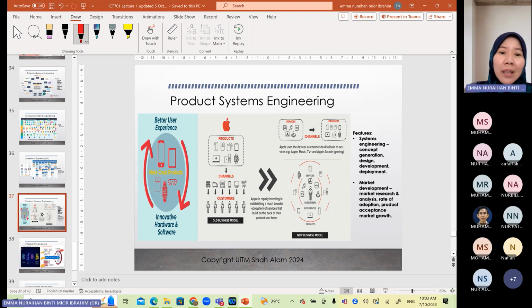Okay, so product system engineering, not just technical, tapi user experience. User experience ni jatuh kepada technical ke tak? Dia jatuh kepada human behavior, soft system approach. Okay? Susah nak make sure you stay, you level up your brand.